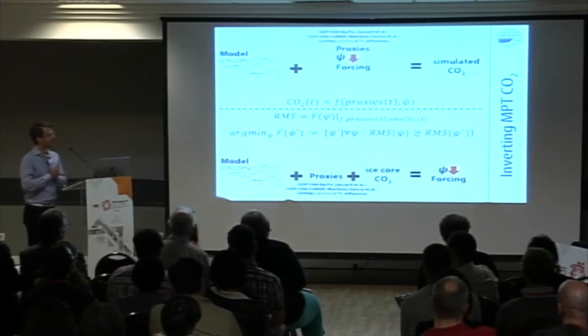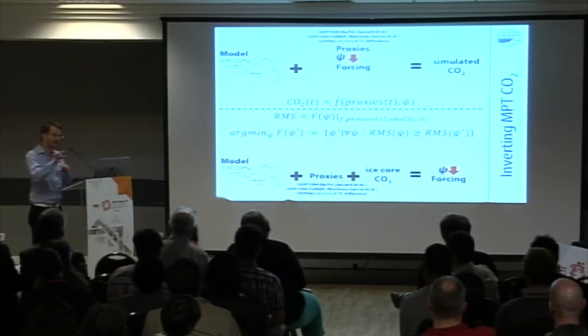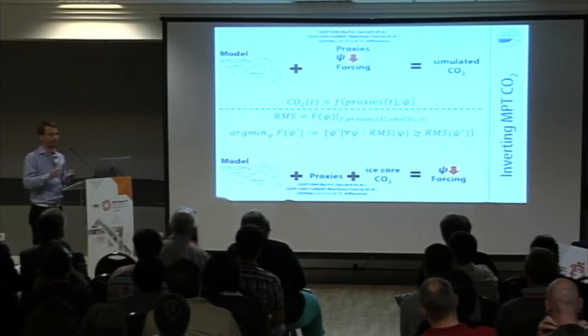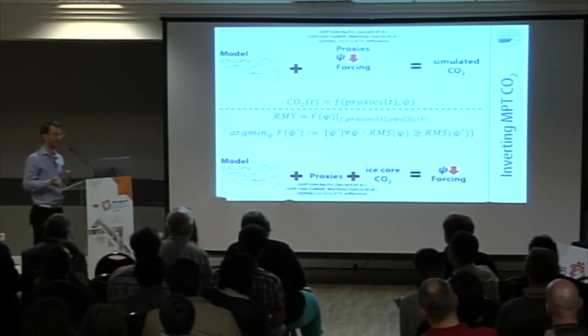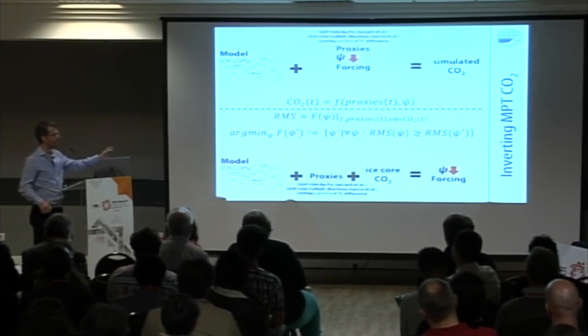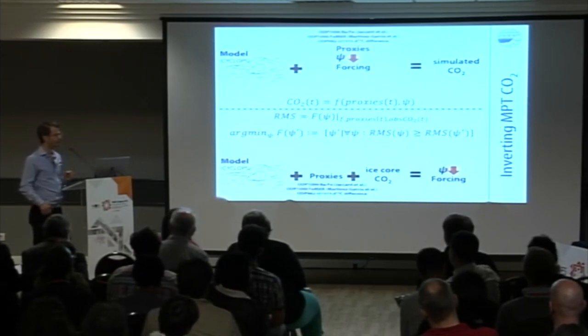Okay, so you might be familiar with the standard forward modeling approach, where you take your model, you take some proxies, and you relate these proxies to the knobs in your model using some parameters. And then you just run the model and simulate CO2. So that's the forward modeling approach up top. What I've been doing here is, because Cyclops is really fast, it enables me to invert this approach. So I have the model, I have the proxies, and I do know the answer from the ice core CO2 record.